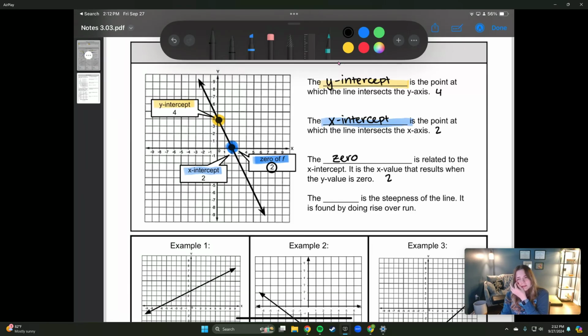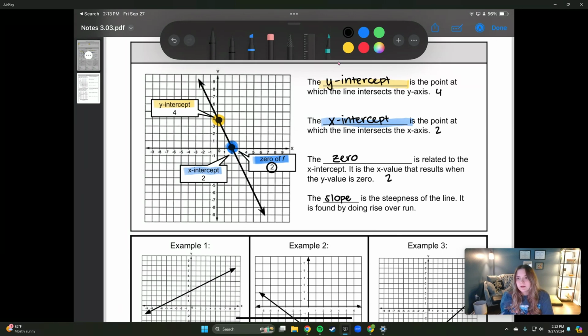Alright, and then that last one, the blank is the steepness of the line, right? If I'm going down a hill, it's however steep, right? It's going like this. What else would we call that if it's found by doing the rise over the run? What's that called? The slope, exactly. The slope is the steepness of the line. It is found by doing the rise over the run. We could easily figure out what the slope of this is, right? By doing rise over run. How far up did it go? How far over did it go? On this one, we don't have to answer it, but you will here in a little bit. So just keep that in mind.